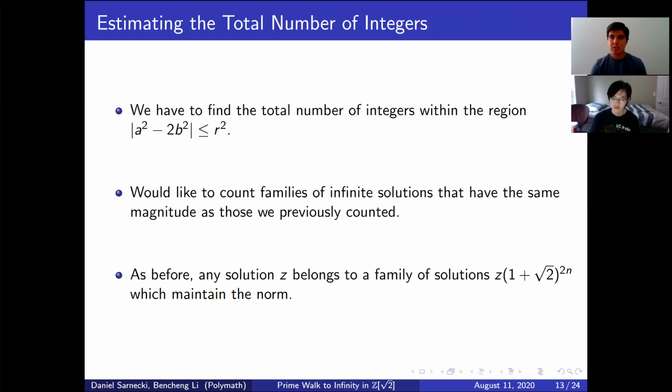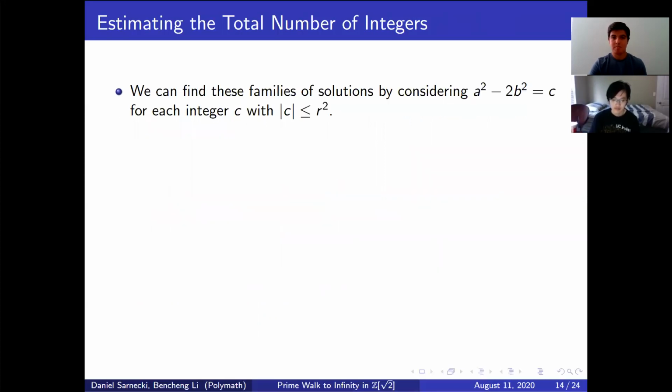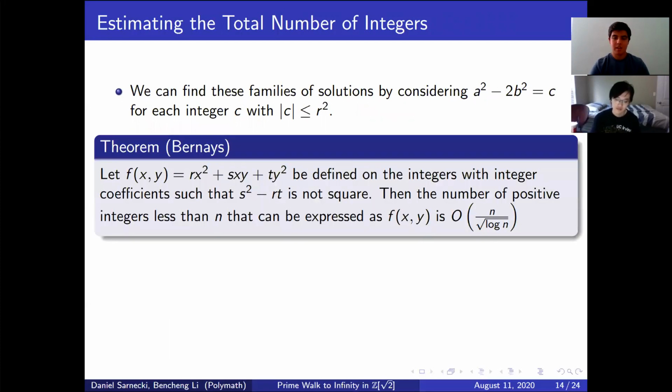As before, any solution or prime z that we have belongs to a family of solutions or primes that are the associates when we multiply by any power of 1 plus the square root of 2, because these maintain the norm. We can find these families of solutions by considering the equation a squared minus 2b squared equals c for each integer c with absolute value less than or equal to r squared. This theorem of Bernoulli's helps us answer this question.